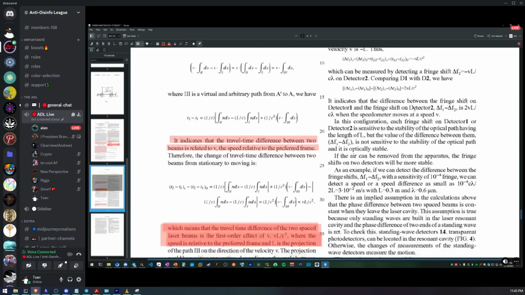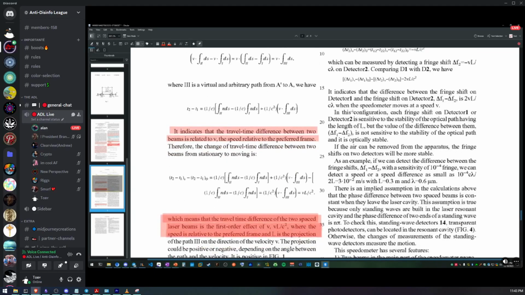And that's the derivation for it. So in this configuration, each fringe shift on detector 1 or detector 2 is sensitive to the stability of the optical path having the length L, but the difference between them, delta F sub 1 minus delta F sub 2, is not sensitive to the stability of the optical path. If the air can be removed from the apparatus, the fringe shift on the detectors will be more stable.